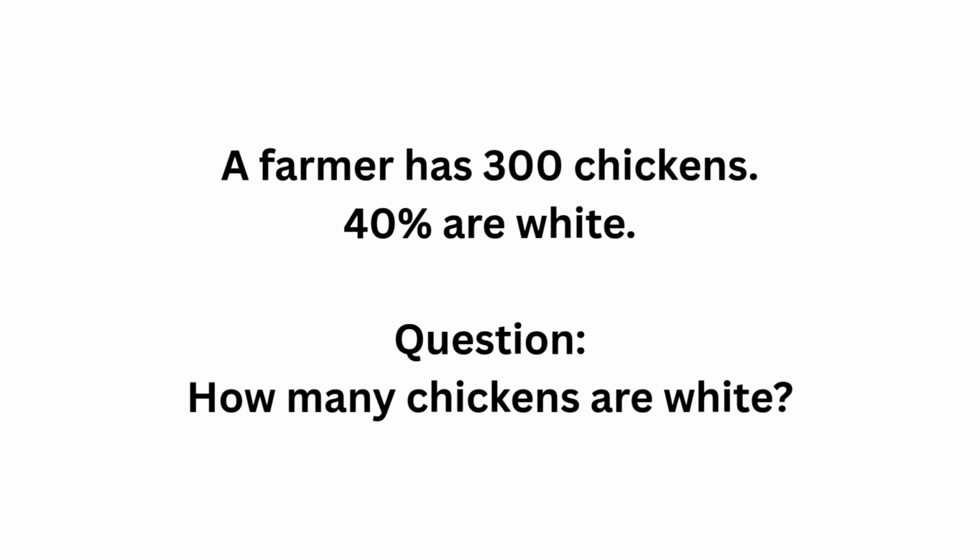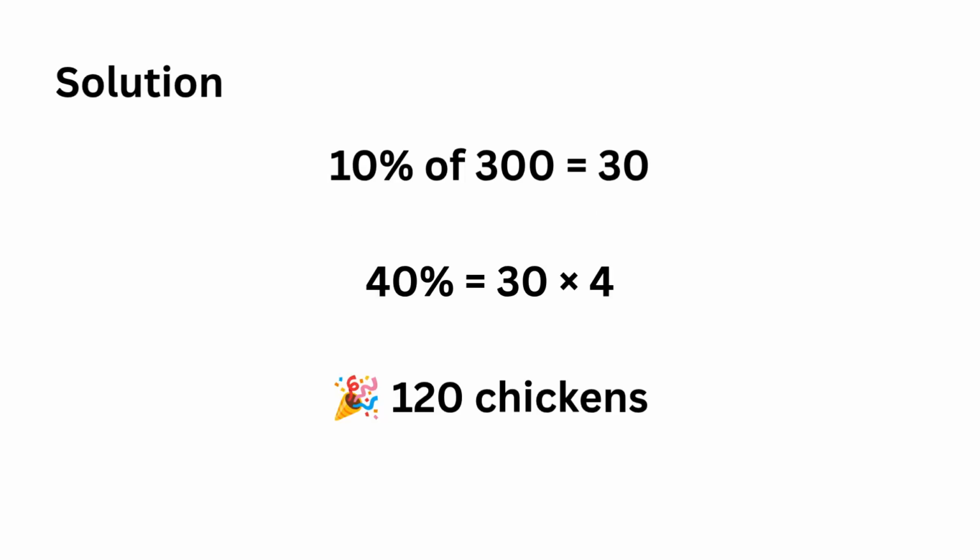Let's make it a little more challenging. A farmer has 300 chickens. 40% are white. The question says, how many chickens are white? Remember our percentage method. Let's start with this. 10% of 300 is 30, right? So 40% is 4 lots of 10%. That's 10% in 4 places.